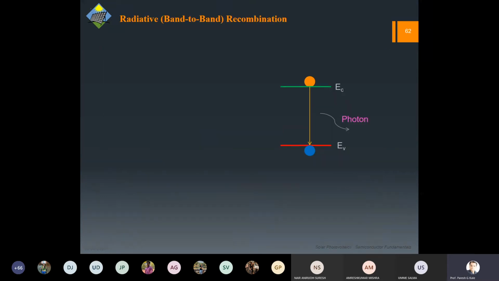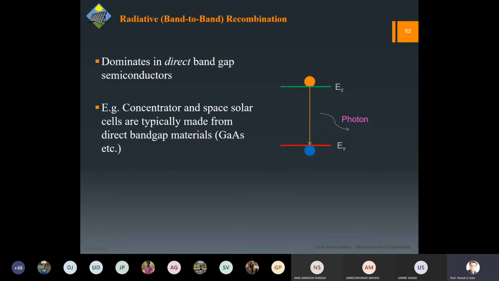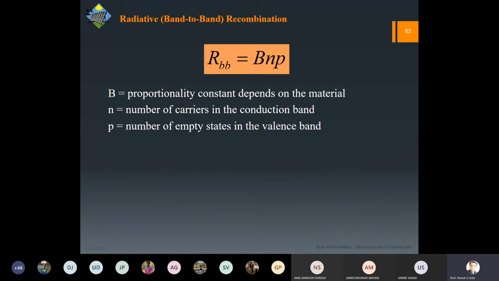Anyway, so let us go into detail of these combinations. This is dominant in direct bandgap semiconductors. That's why solar cells made of direct bandgap materials such as gallium arsenide will face this type of recombination. Also, fundamentally it is releasing one photon, right? This is the objective in case of LEDs. So in LEDs, obviously you see this kind of recombination.